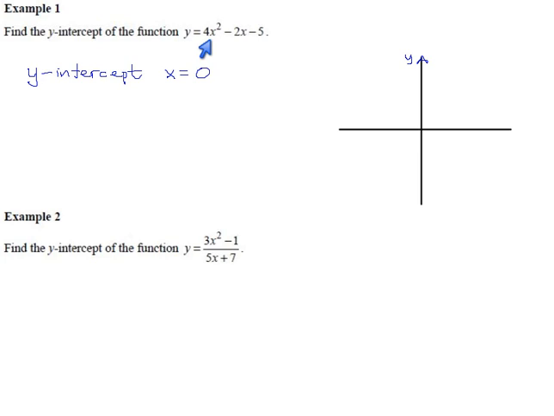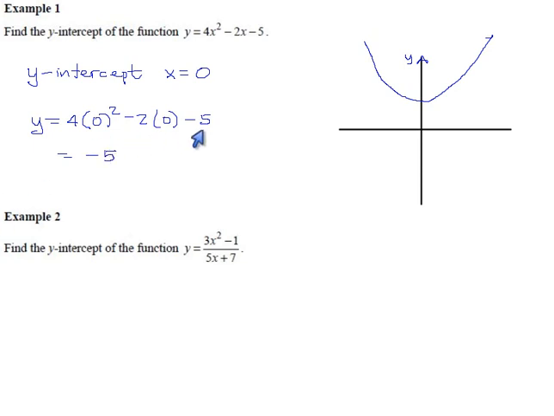So for this equation, this is a parabola which opens up, so it should have some kind of U shape. And there should be some place along there where it crosses the y-axis. And the location of that place is, we just take y equals 4x squared minus 2x minus 5, and with x equals 0, that's all 0, that's all 0. The only thing that survives is the negative 5.